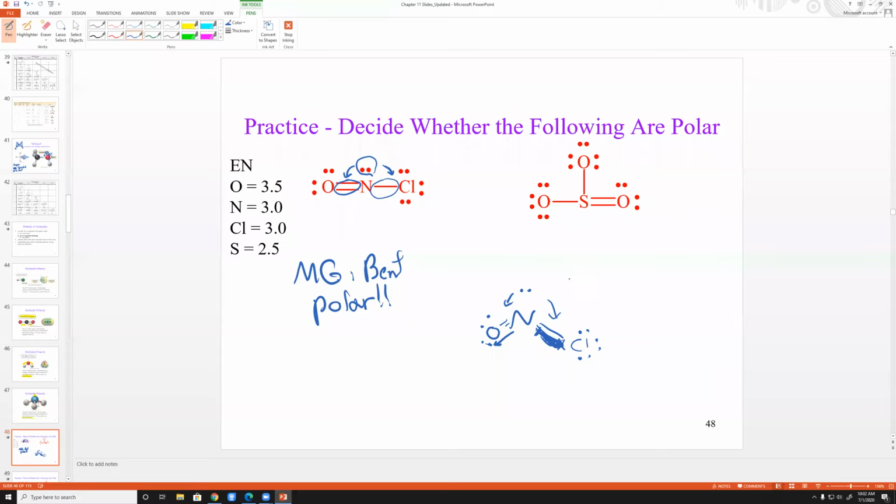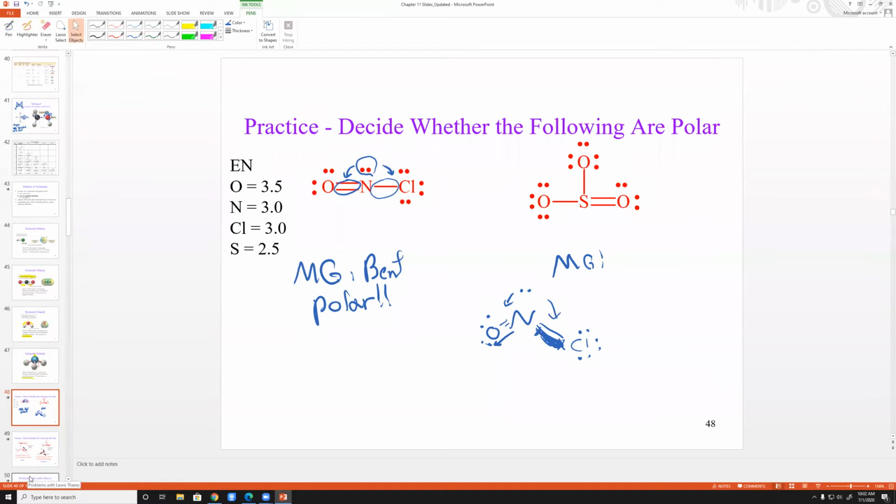Okay, next one. So the molecular geometry for SO3. Anybody want to answer that one for me? Is that just trigonal? Yes, so trigonal planar, correct. Good. So trigonal planar means that all these angles are going to be 120, even though the picture doesn't show it. They're going to be 120.